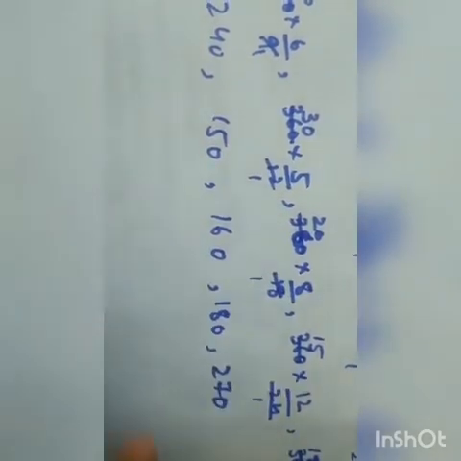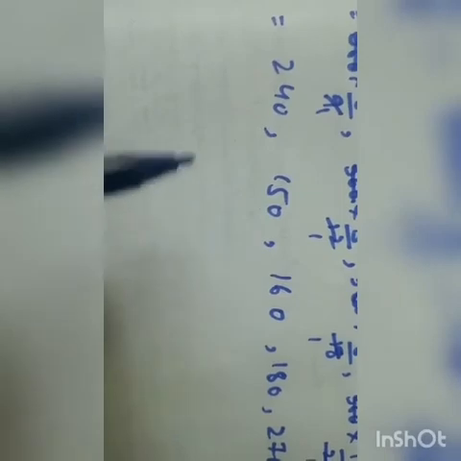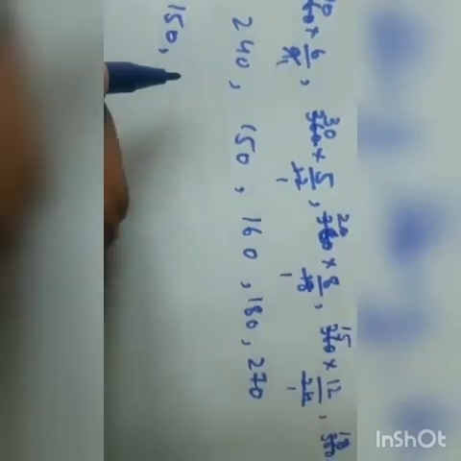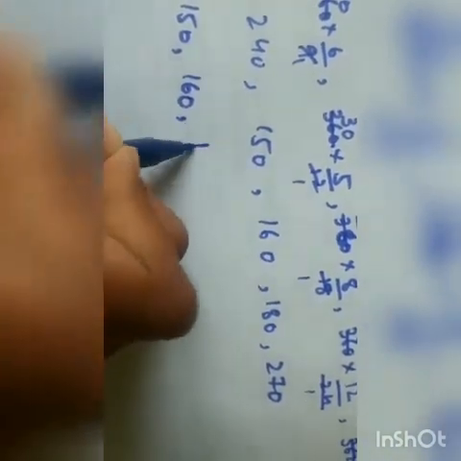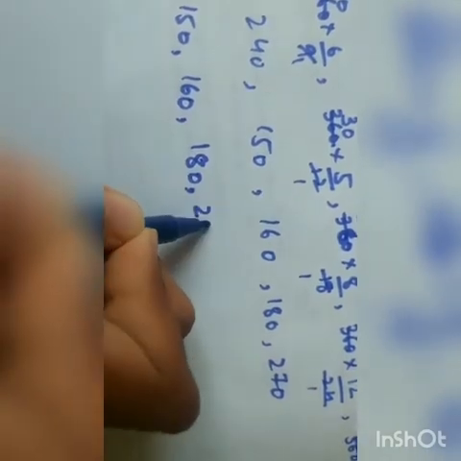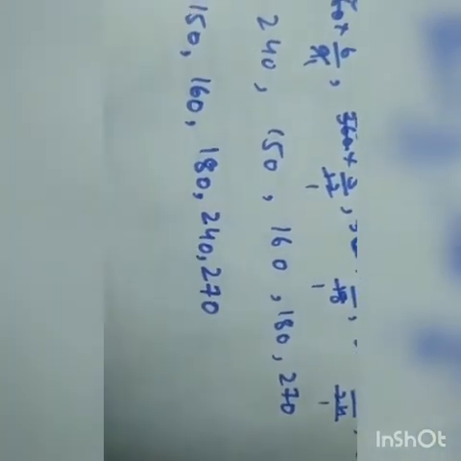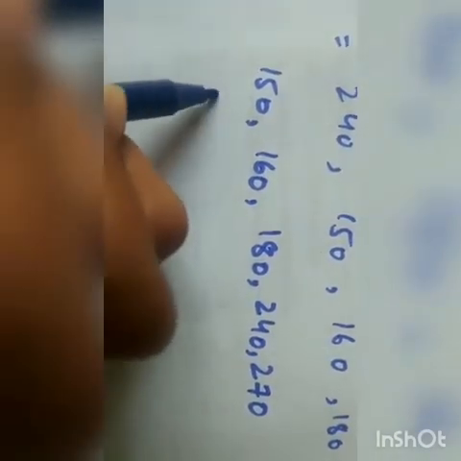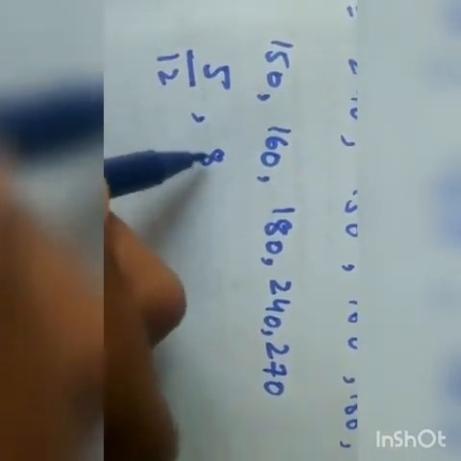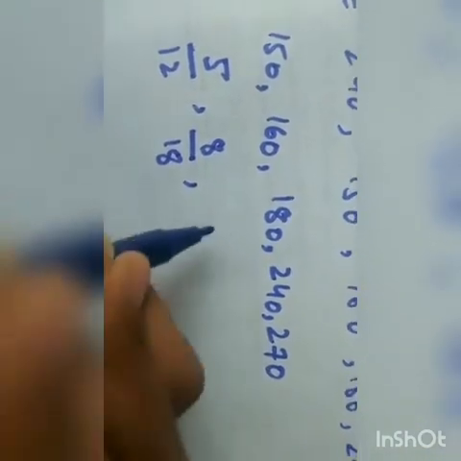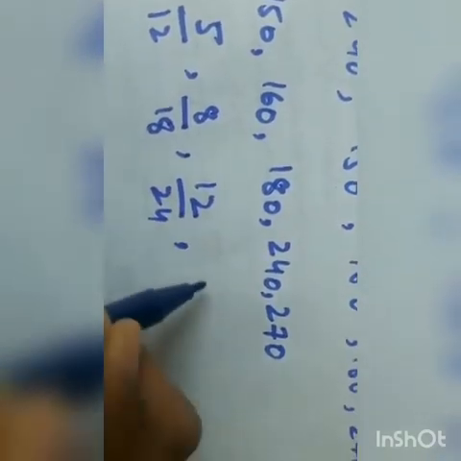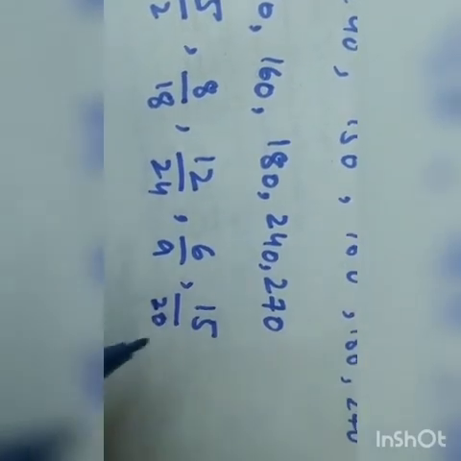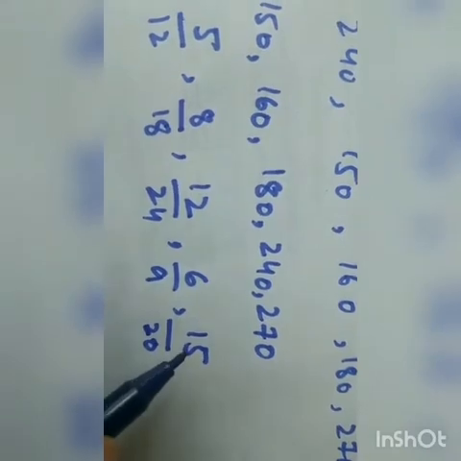Now after multiplying we get these answers. Now we are writing in ascending order first. So the smallest number will come first, 150, then comes 160, then 180, after that 240 and then 270. Alright, now according to this pattern we will write the fractions. 5 by 12 will come first, 8 over 18 second, next 12 over 24, after that 6 by 9, and after that 15 over 20 will come at the end. It means that 15 over 20 is the largest fraction.